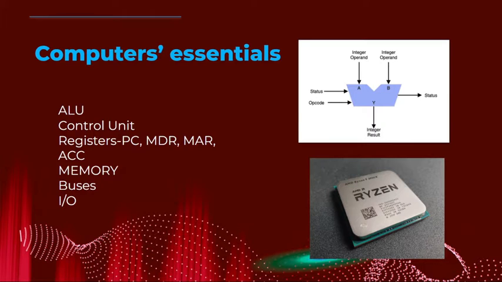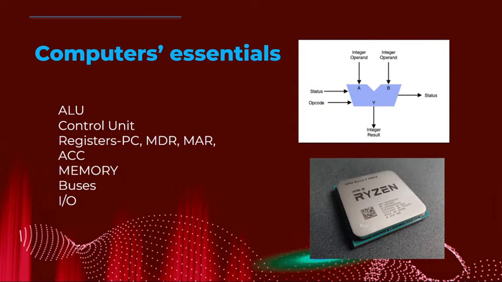We have the registers, for example, the program counter, the memory data register, and the memory address register. The program counter keeps track of the memory location of the next instructions to be dealt with. The PC then passes this next address to the memory address register. So this counter tells the processing unit what instruction comes next.